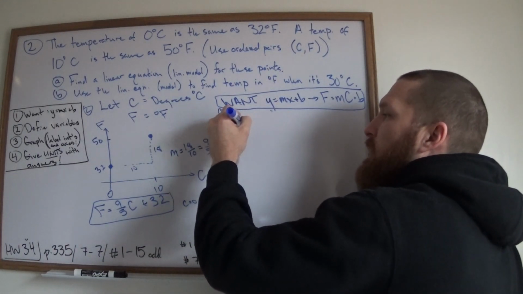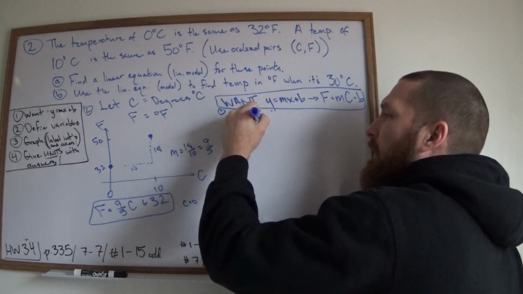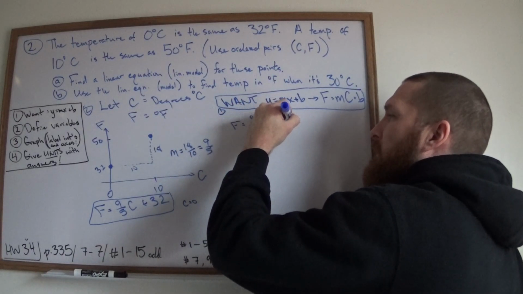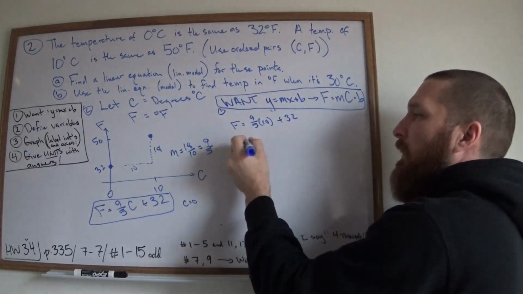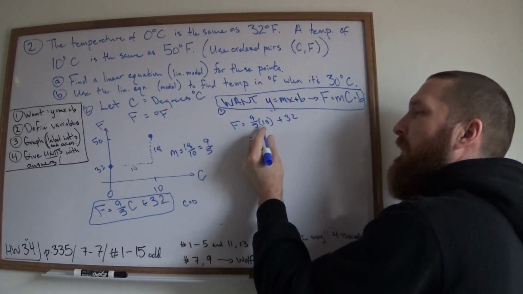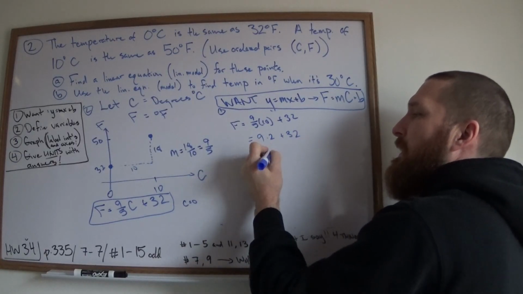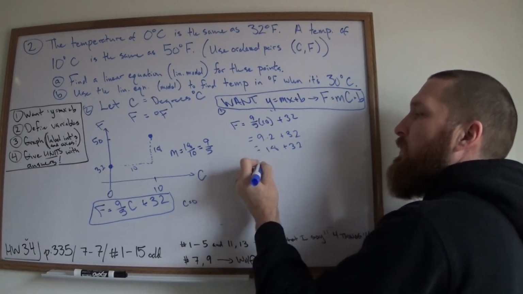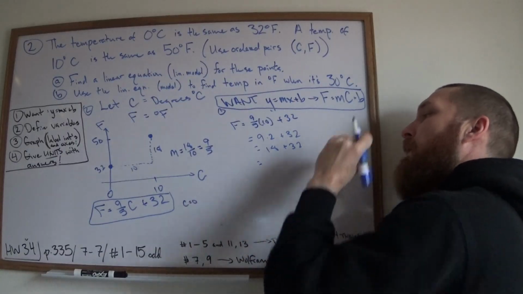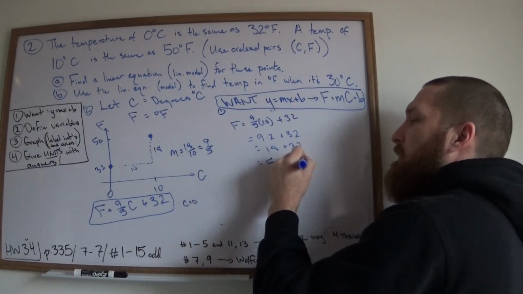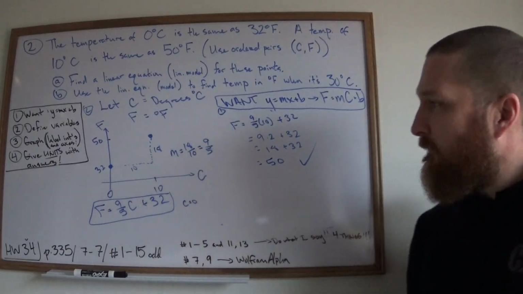So let's check it. When I plug in a 10, plus 32, does that work? Yeah, we just did this, right? 10 divided by 5 is 2. 9 times 2 plus 32. That's 18 plus 32, which, lo and behold, carry the 1, gives you a 50. Yes. Okay, we're good. We're good.